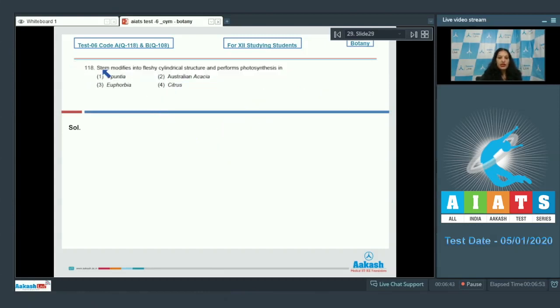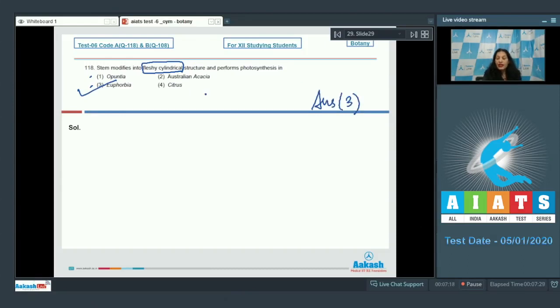Question number 118. Stem modifies into fleshy cylindrical structure and performs photosynthesis in. The question is talking about the phylloclade. Phylloclade can be seen in option number 1 as well as option number 3. But here in the question it is mentioned it should be fleshy cylindrical structure. In opuntia it is flattened. In euphorbia it is fleshy and cylindrical. So the correct option for the given question is option number 3.